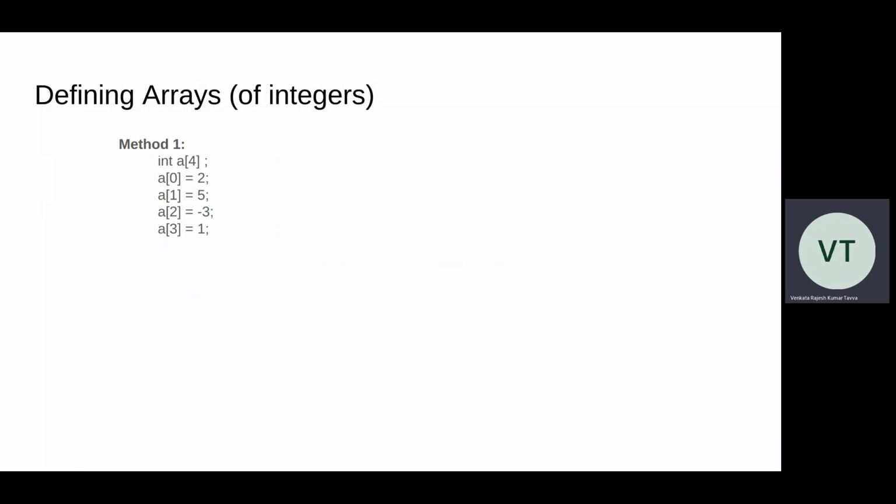You initialize the values one by one. First element is 2, second element is 5, third element is -3, fourth element is 1. The first element's index is 0, so you write A of 0 equal to 2, A of 1 equal to 5, and so on.